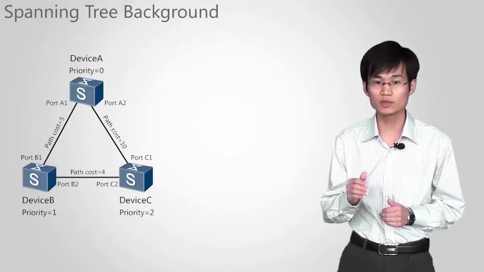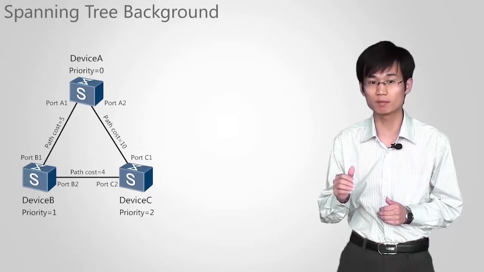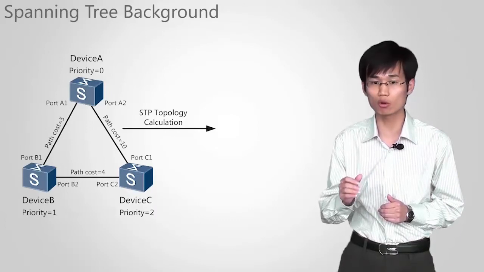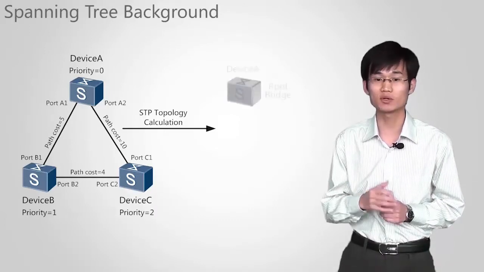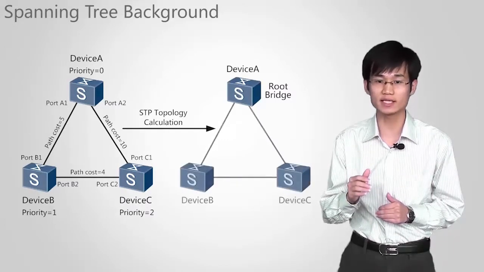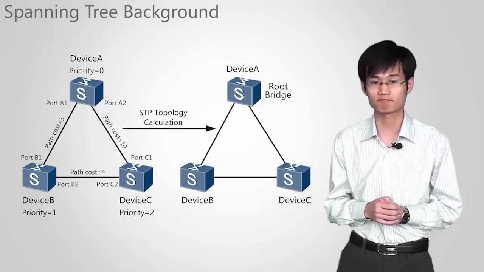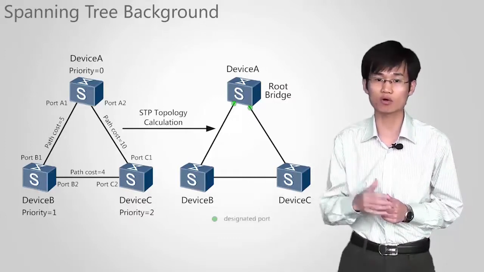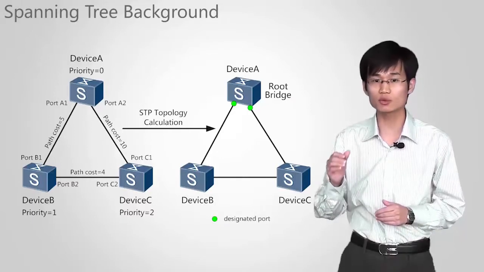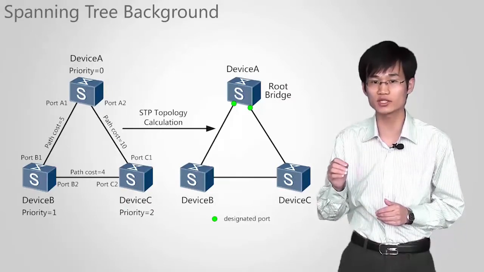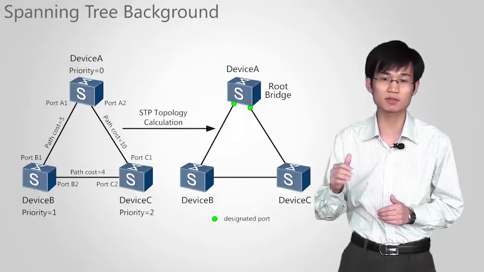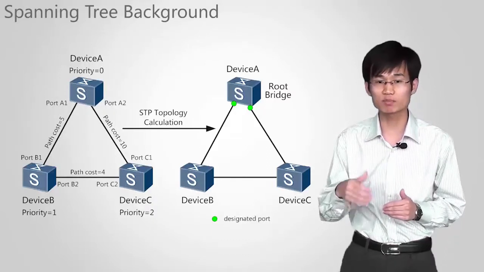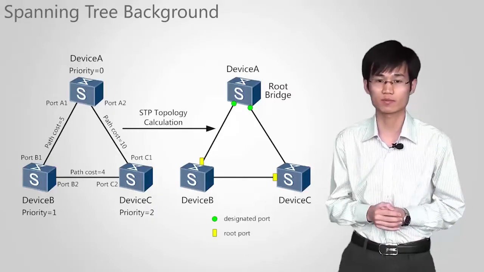First, the root bridge is selected according to the bridge IDs. A bridge ID consists of the bridge priority and MAC address. The bridge with the smallest ID is the root bridge on the network. All the ports of the root bridge are designated ports. Then each of the downstream bridges connected to the root bridge selects the most robust branch as the path to the root bridge, and the corresponding ports become the root ports.